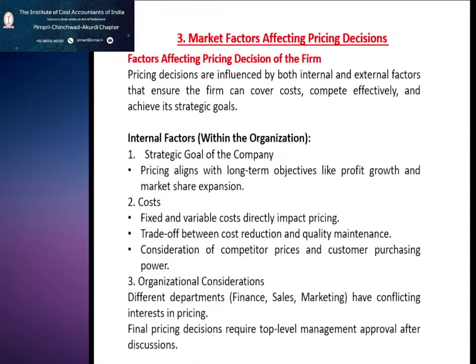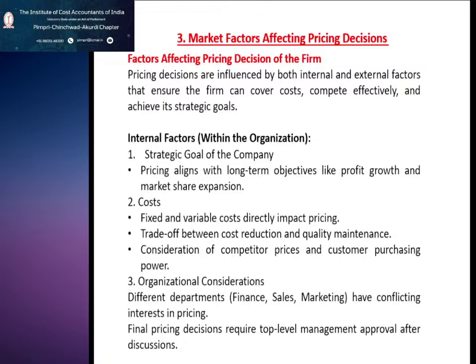Now let's understand what are the factors affecting the pricing decision of the firm typically. The pricing decision or the model that is to be adopted by the firm largely depends on or is influenced by both external and internal factors that ensure that the firm can cover cost, compete effectively and achieve its strategic goals.